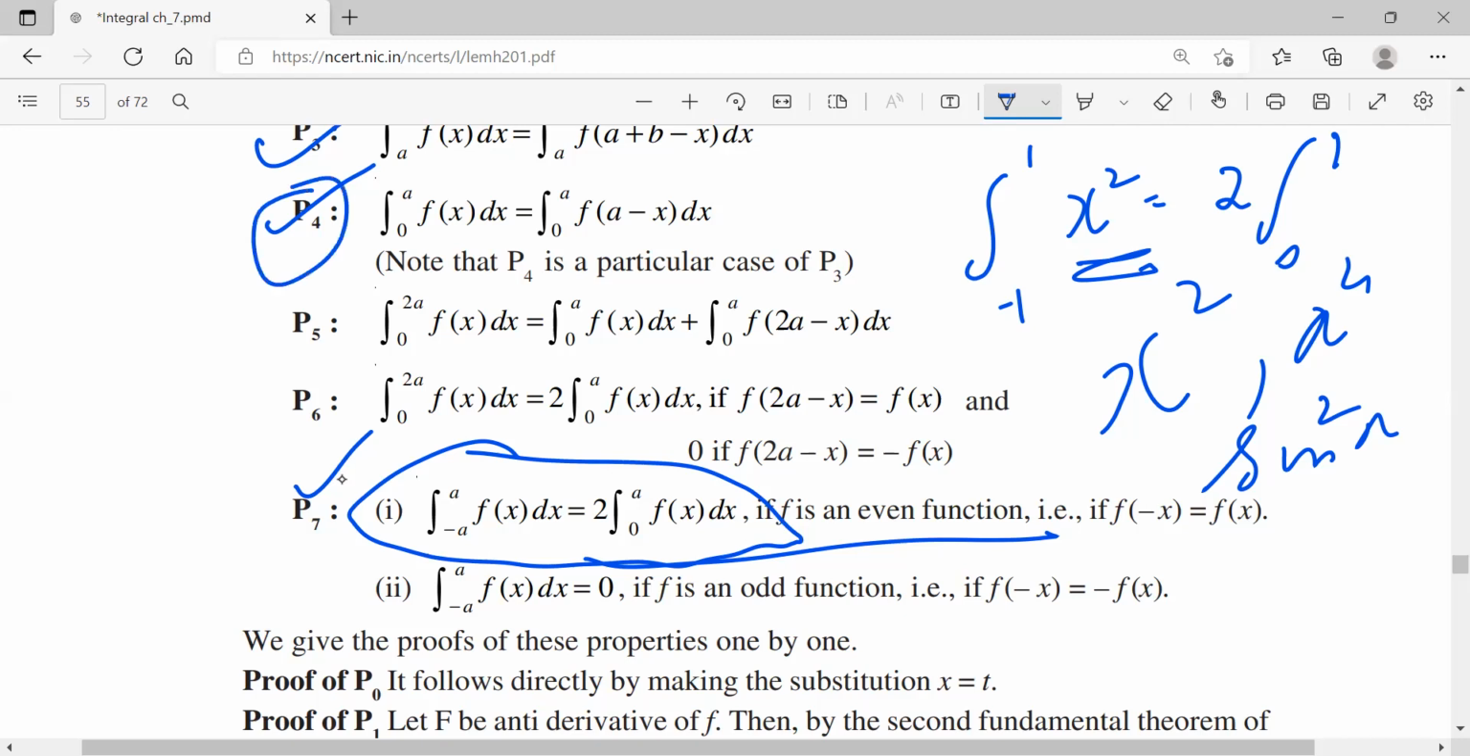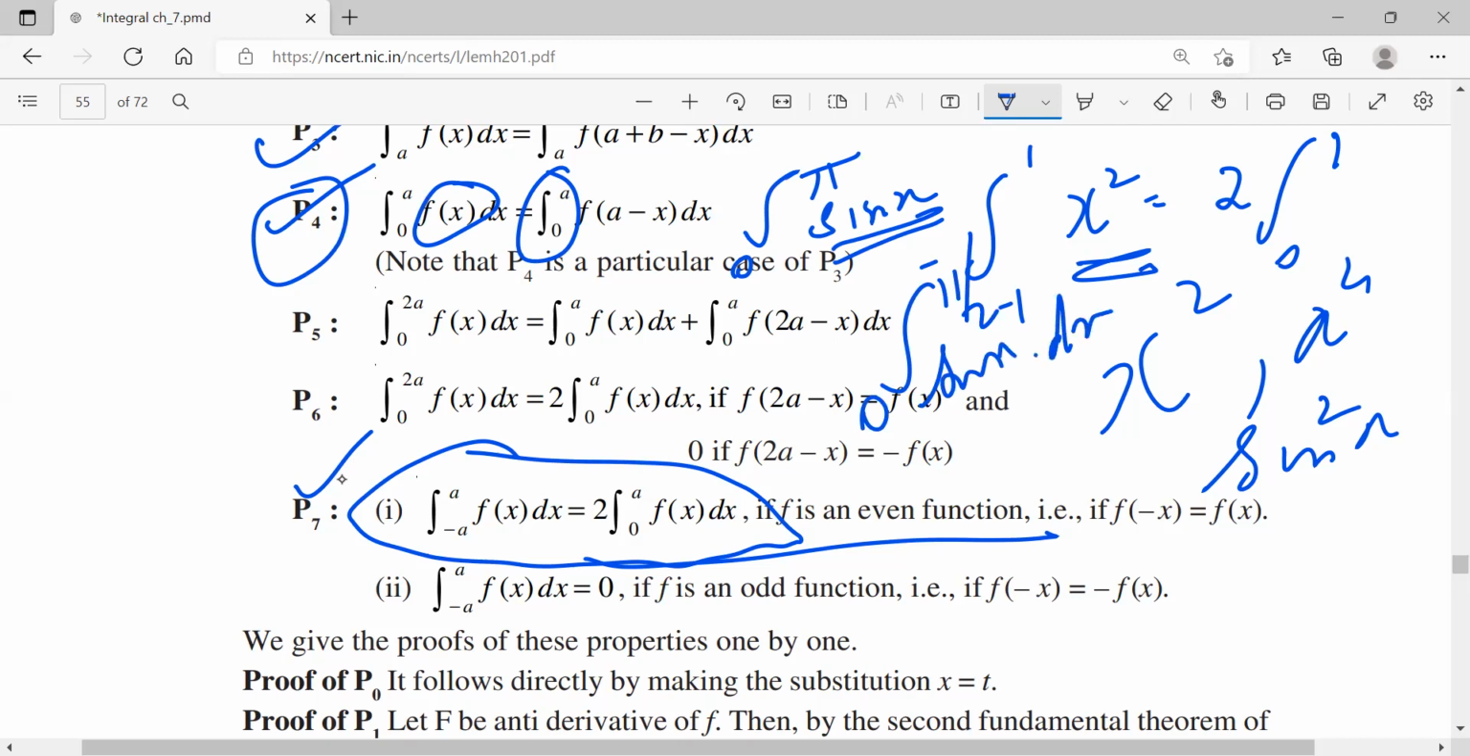And property number 4, where do we use this? Integral 0 to a. We use it in 0 to pi, and when the function is sin x or cos x. So we'll write it as sin pi minus x, cos pi minus x. Or let's take 0 to pi by 2, sin x. I'm just giving you sin x integration, we all know, but I'm just telling you where do we use it. Sin pi by 2 minus x, that is cos x. Sin pi minus x. What is sin pi minus x? Sin x itself. Is sin pi minus x sin x itself or some other thing?